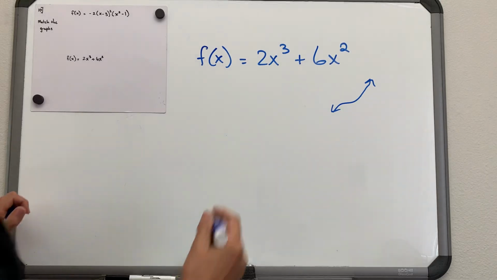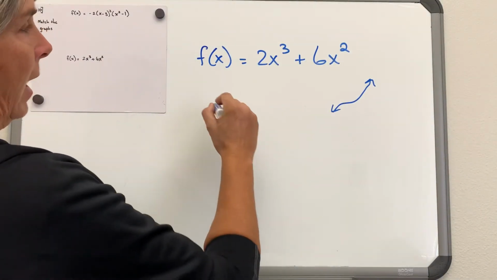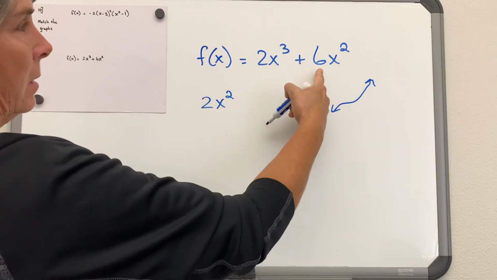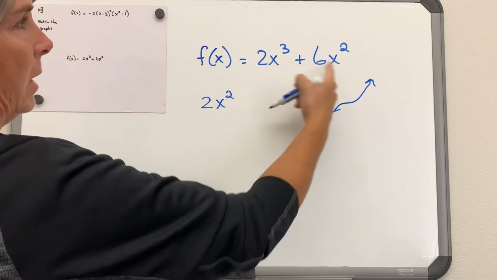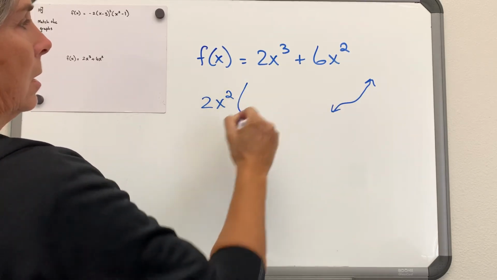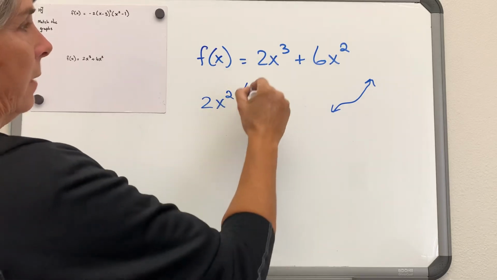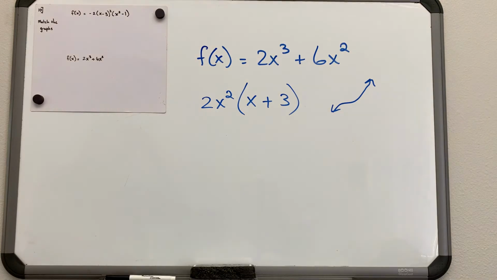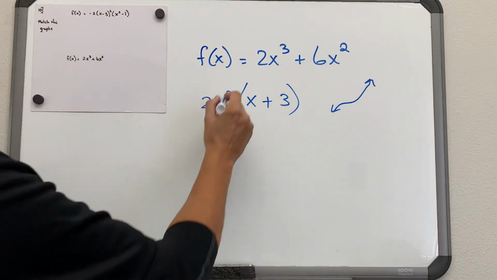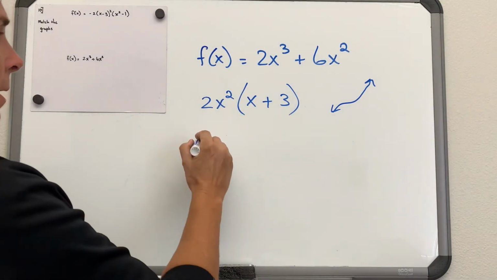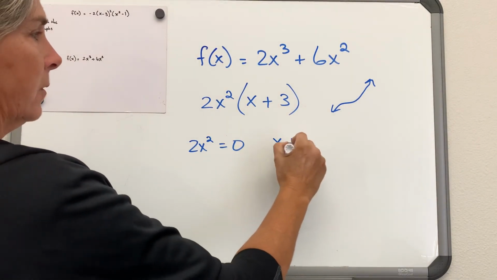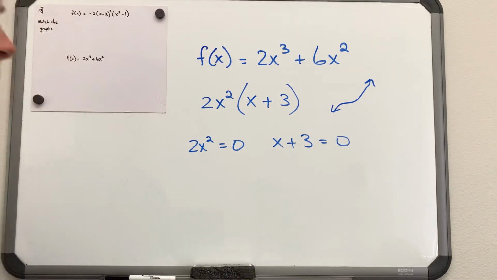And what about the zeros? Well, I would need to factor this. So a 2 can come out of the 2 and 6, and then the most that can come out of the x's would be an x squared. And then what would be left here is x plus 3. So I would have to set the 2x squared equal to 0, and I would just have to set the x plus 3 equal to 0 to find my zeros, right?